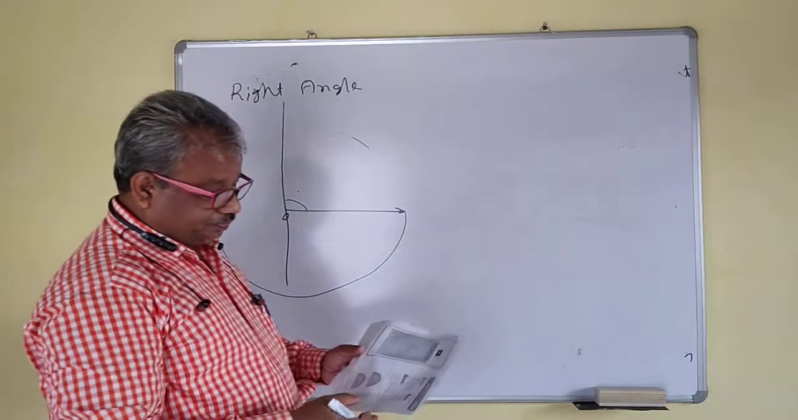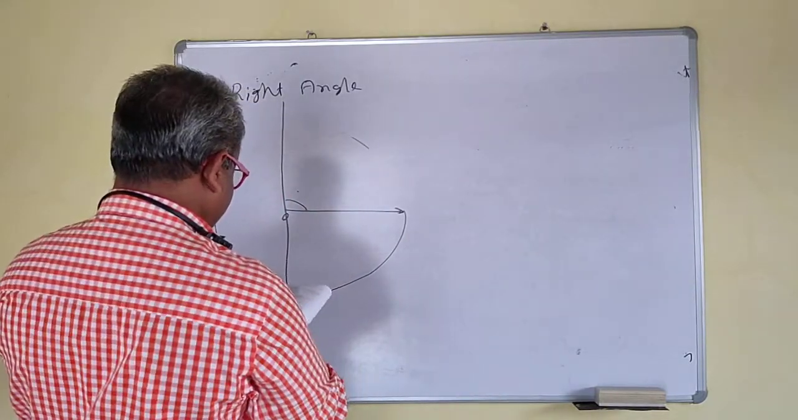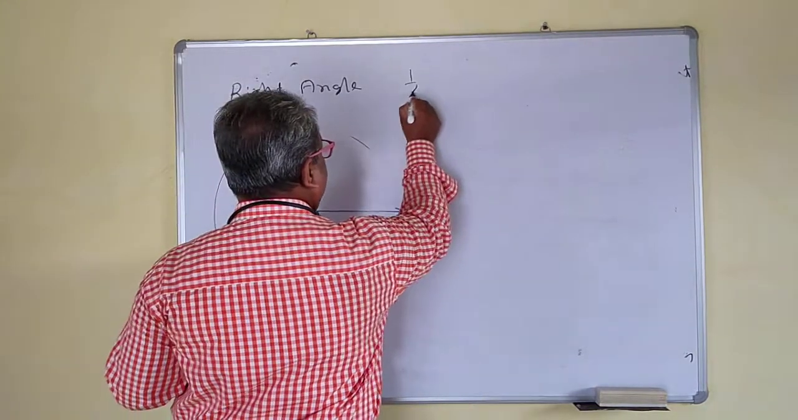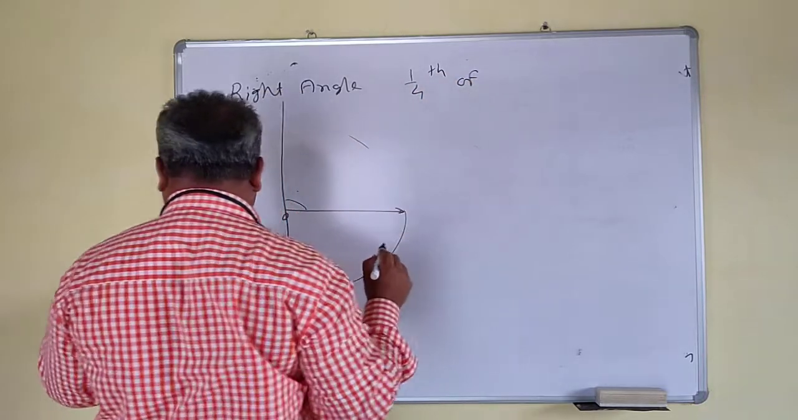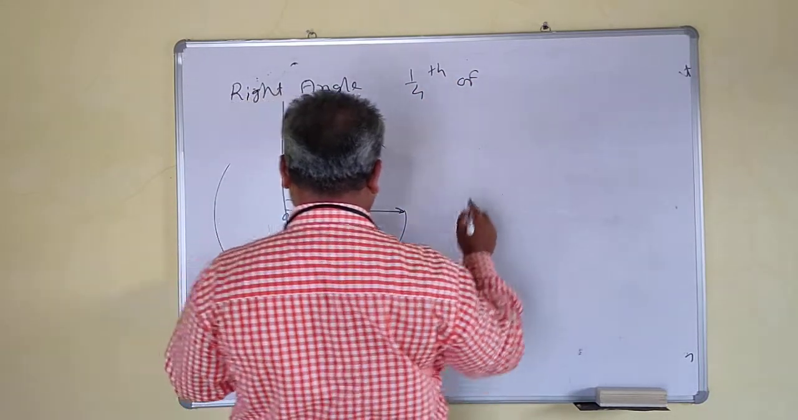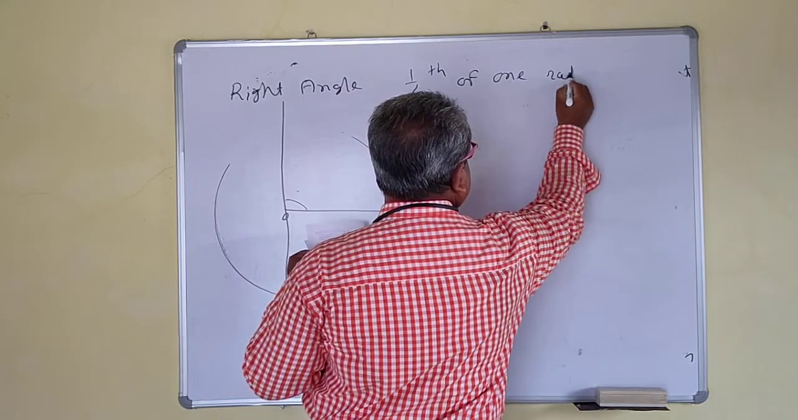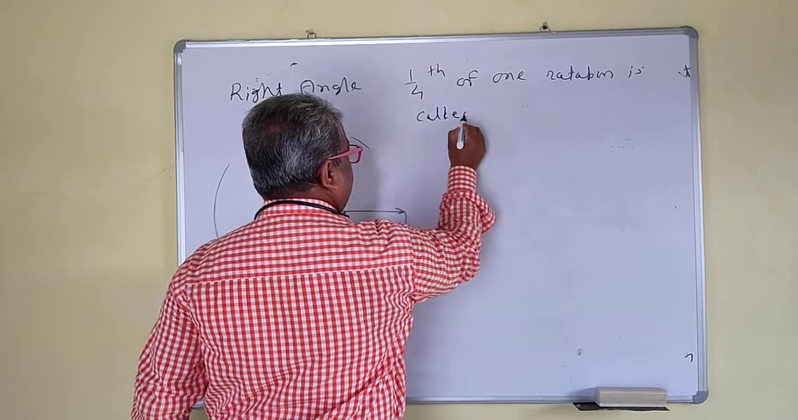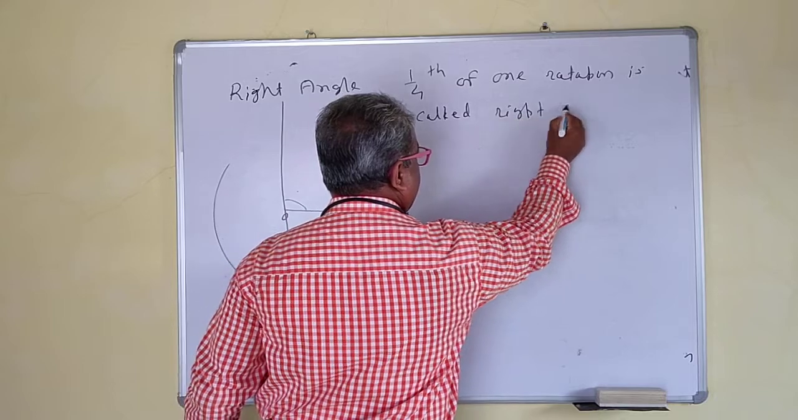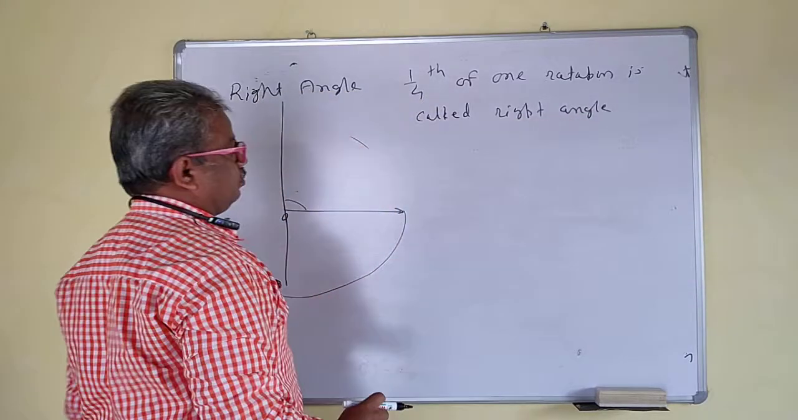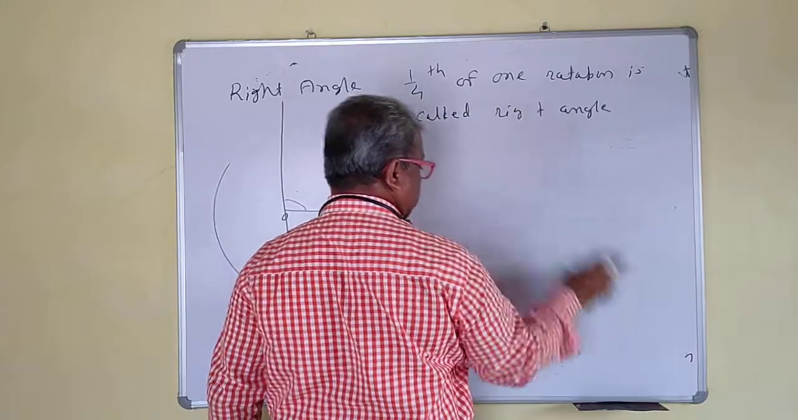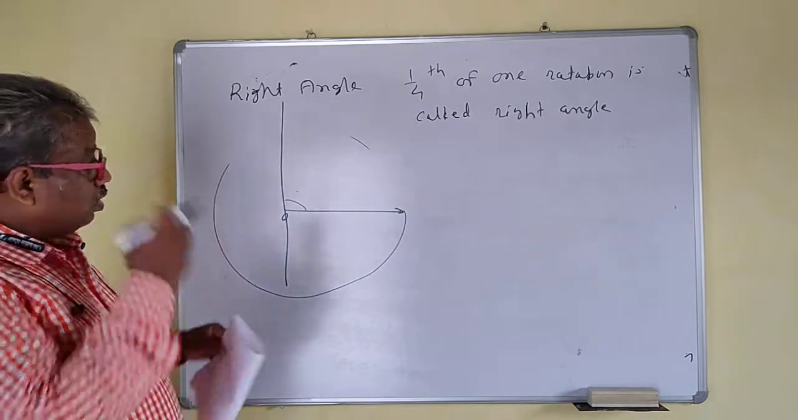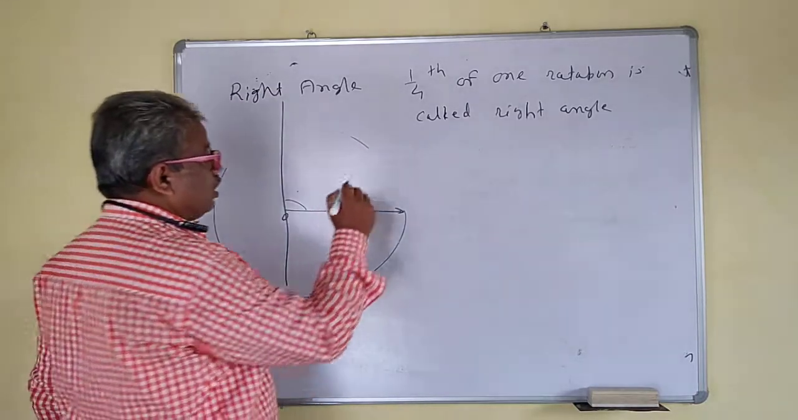So write down the right angle. Right angle means 1/4 of one rotation is called right angle. Right? This is 1/4 of one rotation, and this is 1/4 rotation. So we'll see first zero angle.